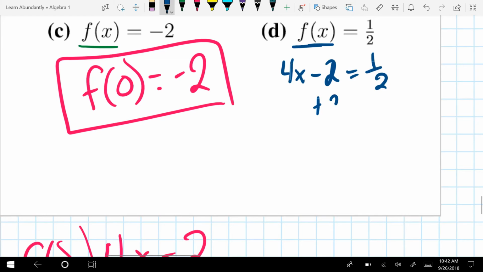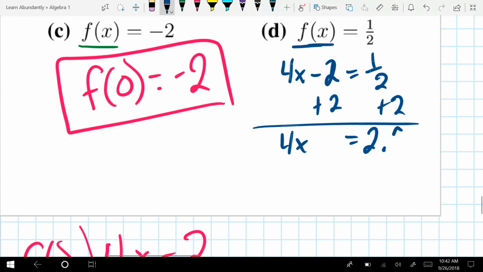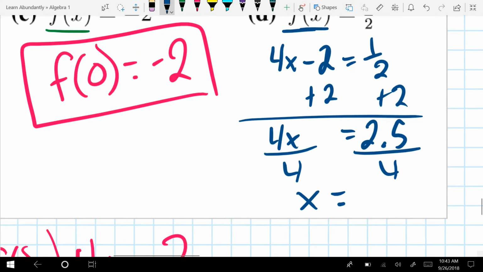And I'm going to solve that for x by adding 2 to both sides. That gives me 4x equals, I'm going to just make it 2.5. And then we can divide by 4. Divide by 4. So x equals 2.5 divided by 4. Boy, that's ugly. I wish I kept it as a fraction. But I'm going to go ahead and type that in. That'd be 1.25 divided by 2, so it's small. Somebody type this in your calculator for me.